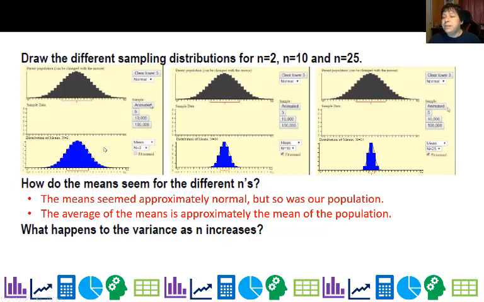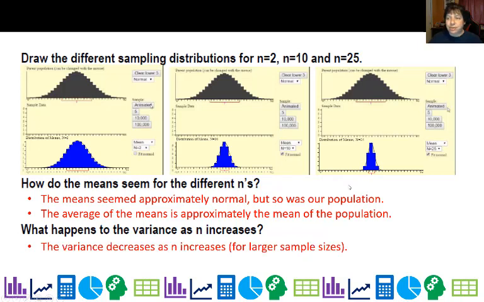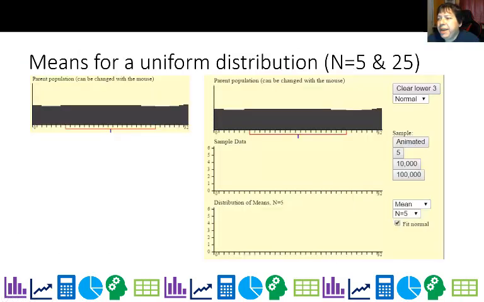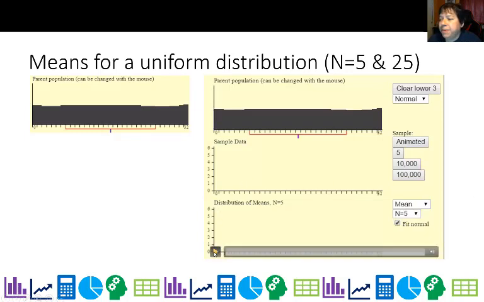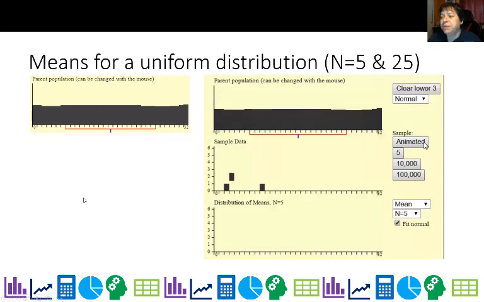Now, what happens to the variance as n increases, as I get larger sample size? The variance decreases. So our standard deviation is going to get smaller. Now, this was for a normal distribution, so it makes sense that if I have a mound shape, my means are going to be mound shaped. Is that true for all distributions? The question is, if I take samples from here, will the means also look uniform? So I'm doing samples of size 5. And there's my first average, second, and I keep taking samples.